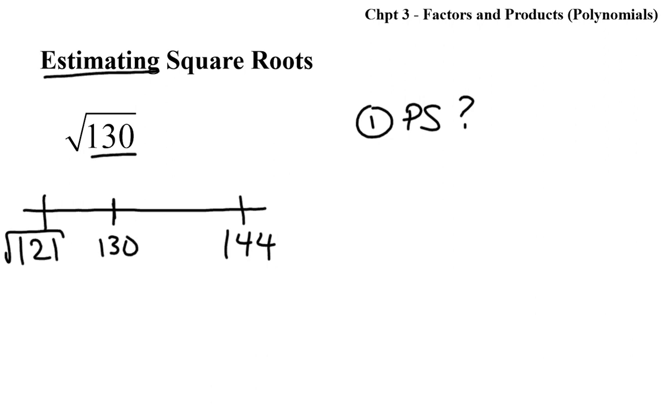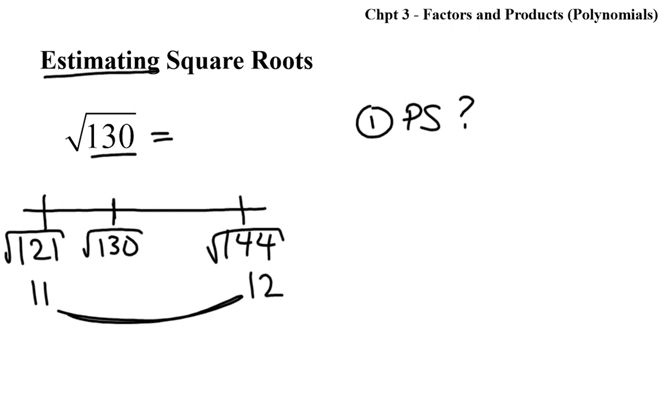We know that 121 is 11 square rooted. We know 144 is 12 square rooted. So therefore, we know the square root of 130 is somewhere between there, 11 decimal something.